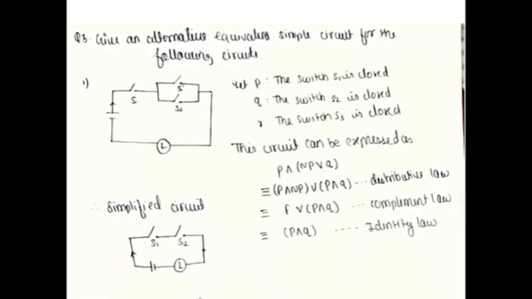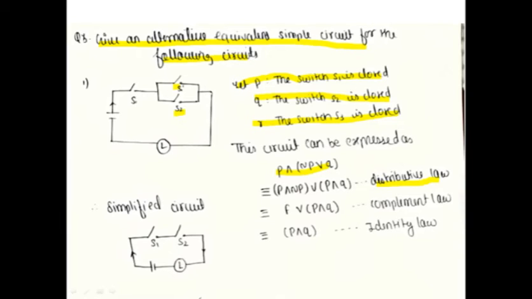Next, give an alternative equivalent simple circuit for the following circuit. We have given here the circuit. We have to simplify this circuit. So let P be the switch S1 is closed, Q the switch S2 is closed, R the switch S3 is closed. This circuit can be expressed as P and S1 dash and S2 dash, so P and negation of P or Q.